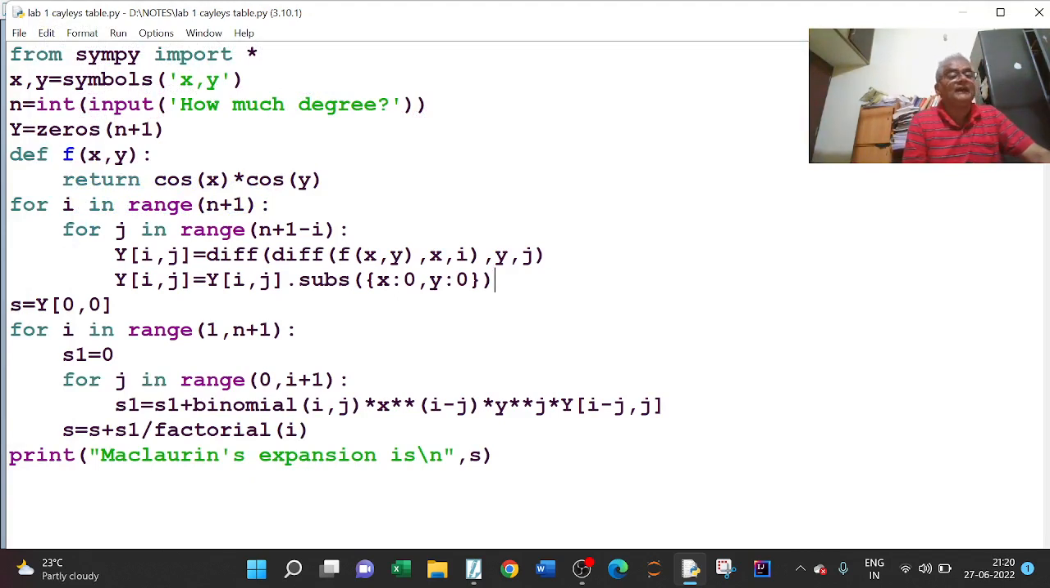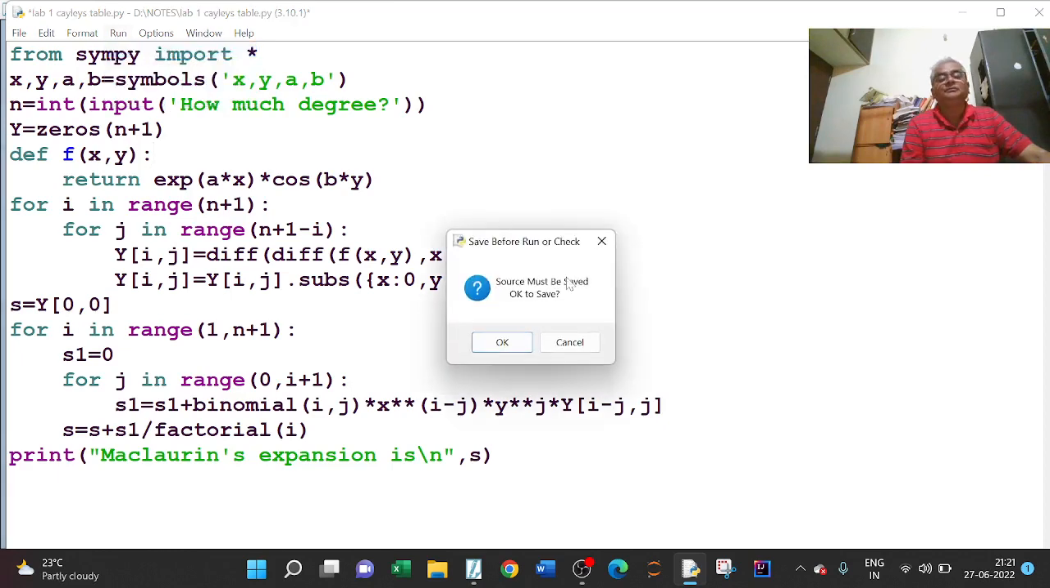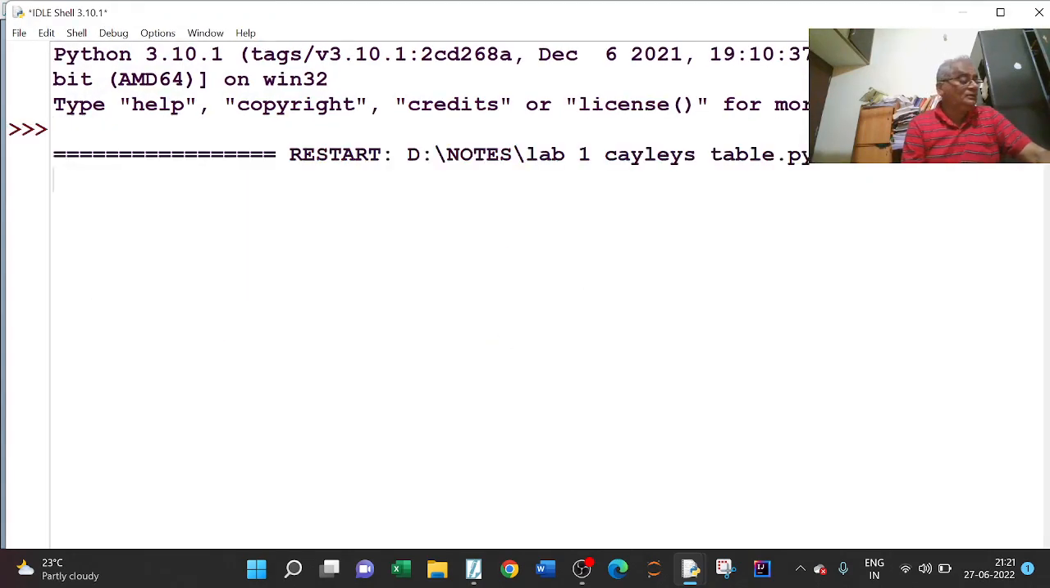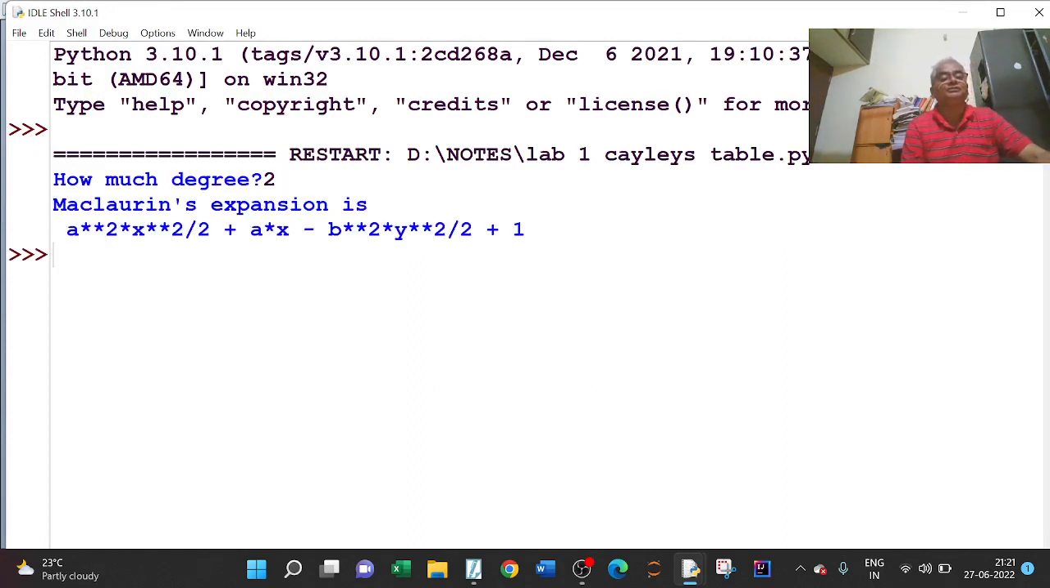E raised to x into cos of by. E raised to e power of x, that is exp bracket a star x star cos by, cos b star y. Okay, this is our function, and here these functions involve a and b. What are those a and b? There must be symbols, therefore I have to include here comma a comma b. Here I have to write comma a comma b. Okay, remaining thing is same. Run. Again, for degrees, let me write 2. So this is our expansion.